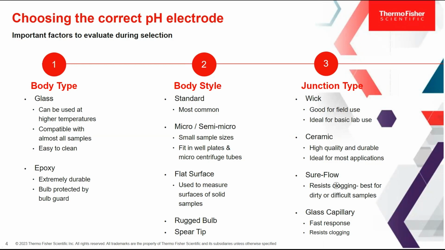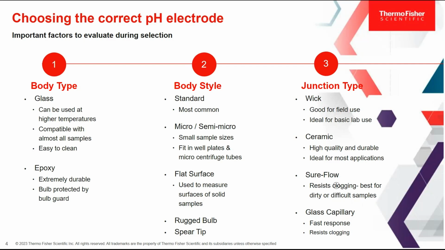Now let's look at body styles. The most common style is the standard 12mm version, which can be reused with a variety of samples. There are micro and semi-micro versions, and they can be used if only a small sample size is available. There are other styles, such as flat surface, which measures pH on surfaces of solid samples, spear tip, which can be used for piercing of samples, and also rugged bulb versions, which help prevent breakage of the tip.